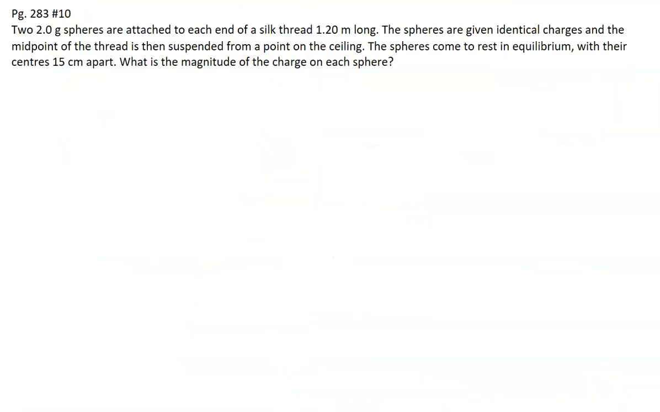The last question I'll look at in this section is page 283, number 10. This question is interesting. It says two 2-gram spheres are attached to each end of a silk thread 1.20 meters long. The spheres are given identical charges. We're not told what they are, they're identical. And the midpoint of the thread is then suspended from a point on the ceiling. The spheres come to rest in equilibrium with their centers 15 centimeters apart.